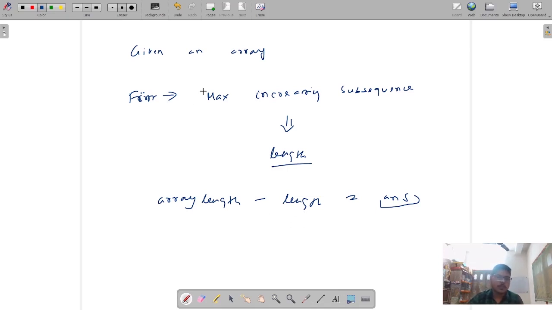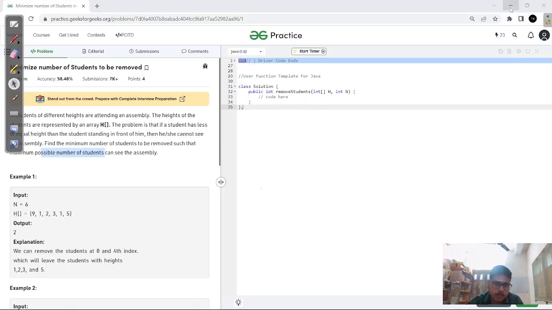Now this is a sub question. Maximum increasing subsequence. You have to find the maximum increasing subsequence. Right? So how can we find this? There are many approaches. There is an approach in O(n²) time complexity, right?